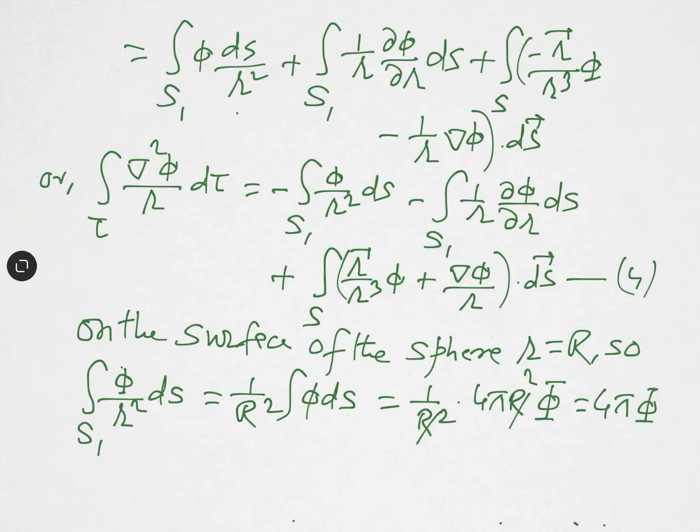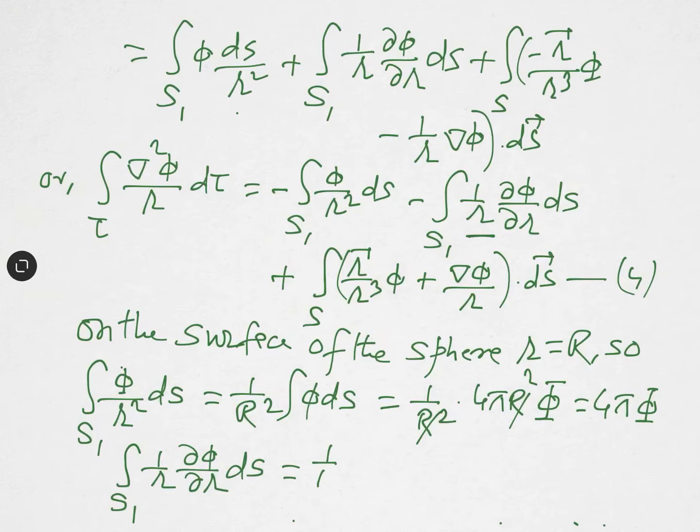This capital Phi is the average value of small phi on the surface of the sphere. I will just write it down after evaluating the second integral. So again we have integral over S1, and now we would like to evaluate this integral: integral over S1, 1 over small r del phi by del r ds.